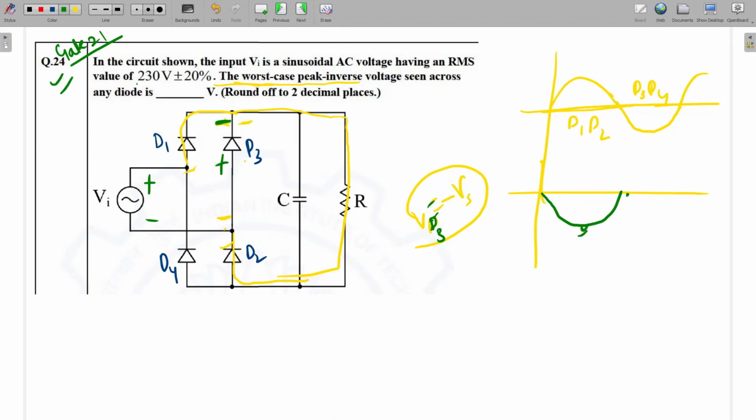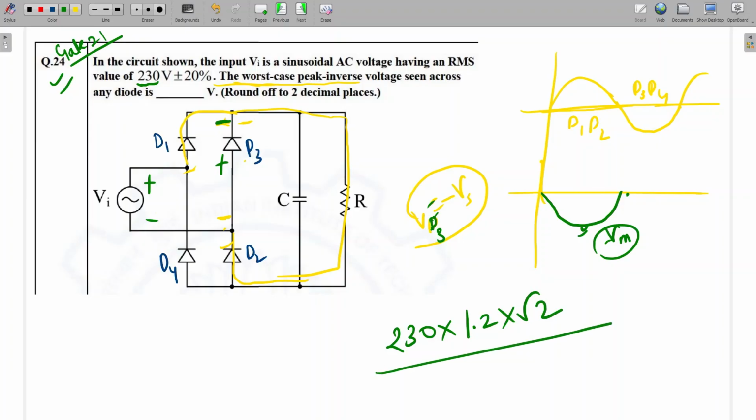How much is it given? The RMS value is given as 230 plus minus 20%. So the peak will be Vm, so 230 into 1.2 into root 2. How much? 390.32 volts. So this was already asked in 2020.